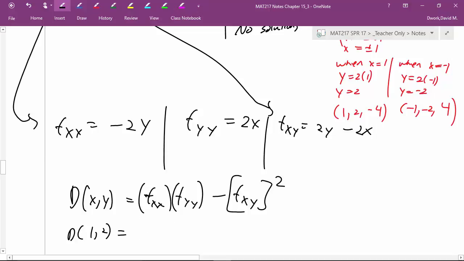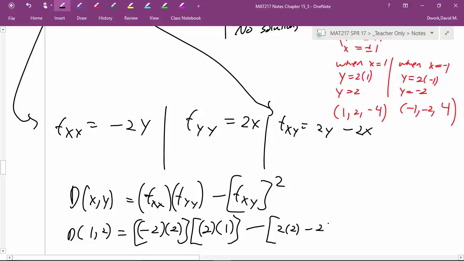So let me just write it this way. This is -2 times 2. And then the yy would be 2 times 1, minus the derivative with respect to x then y, so this would be 2y. So this would be 2 times 2 minus 2 times 1, squared.